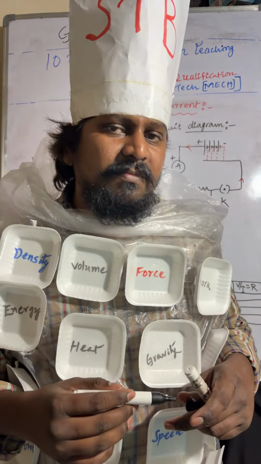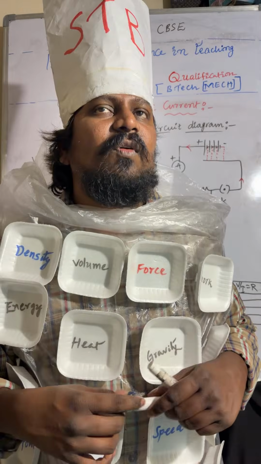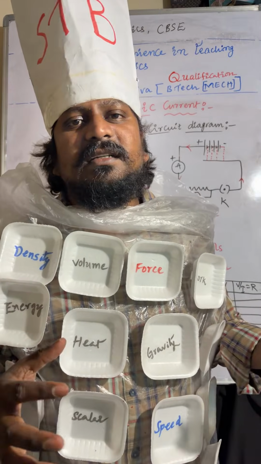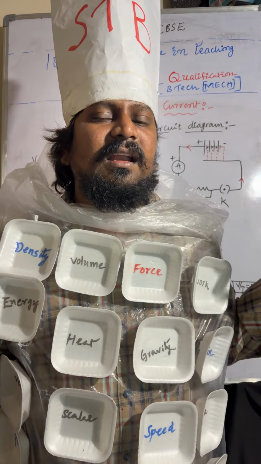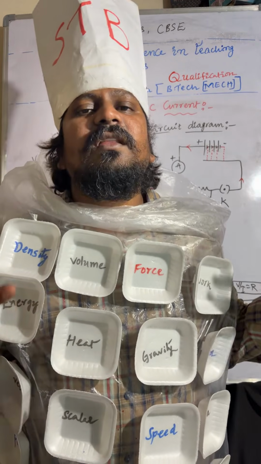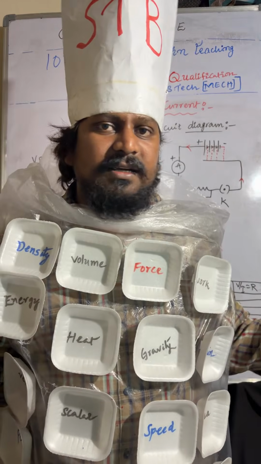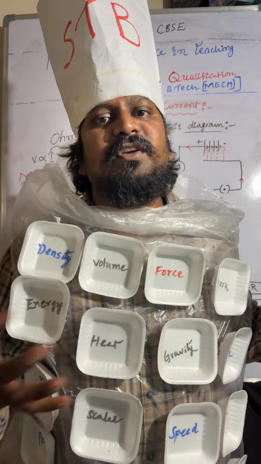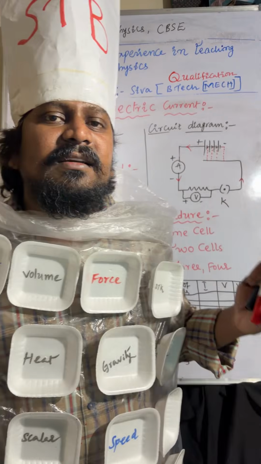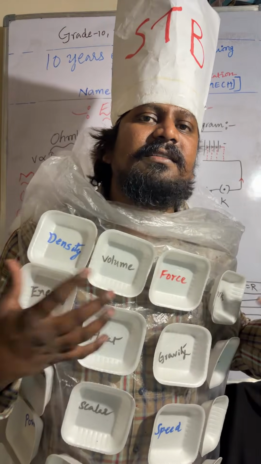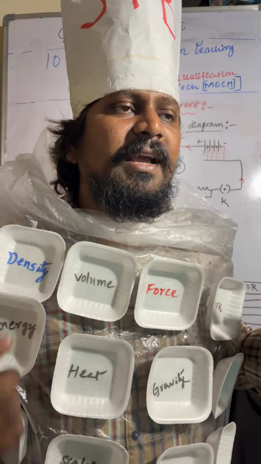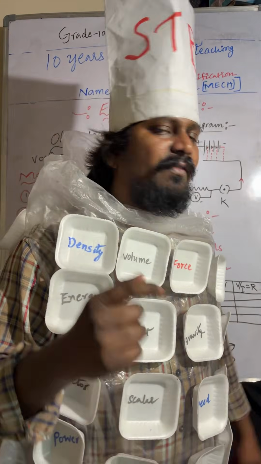Ohmic conductors, the conductors which obey Ohm's law, those are called ohmic conductors. The conductors which do not obey Ohm's law, those are called non-ohmic conductors. For ohmic conductors, the graph is linear. For non-ohmic conductors, the graph is curved. Sir, why is the graph linear?